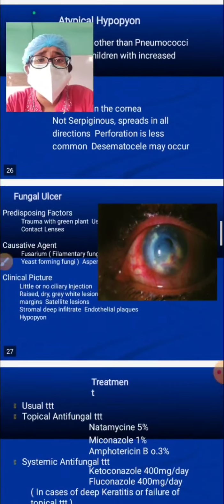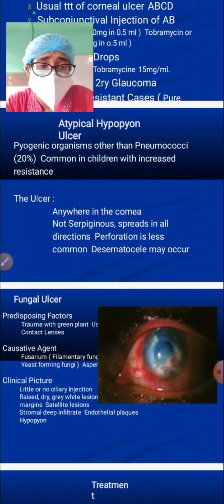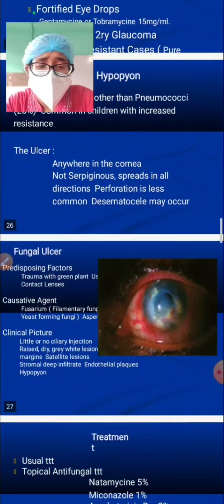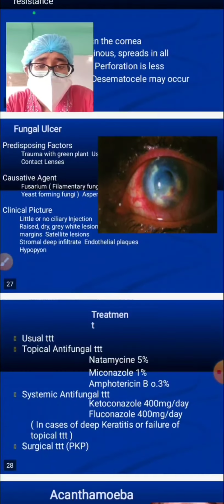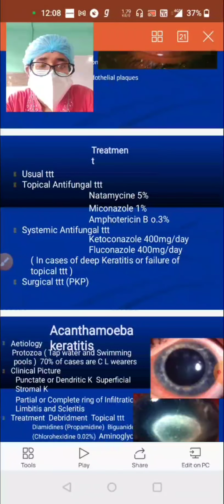So you need to know there are some aggressive forms of the hypopyon corneal ulcer found in bacterial cases, found in pneumococci, pseudomonas, all these cases. You have to try and manage it accordingly.